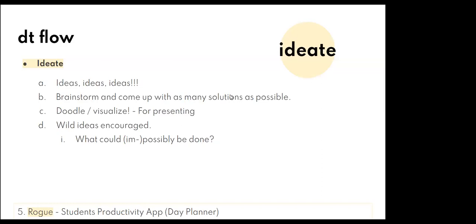Your imagination here is extremely key. It's important. Literally, the limit to your ideation process is your imagination. Do whatever you can to just randomly come up with stuff. And here you can doodle, visualize for presentation, but wild ideas are encouraged.